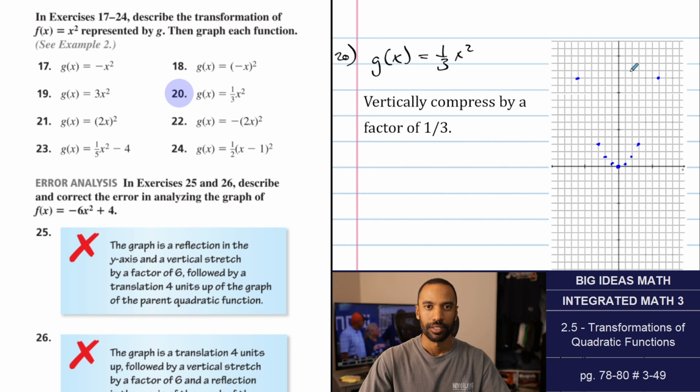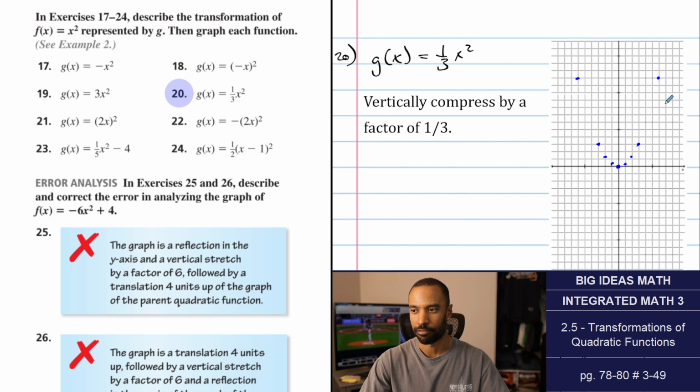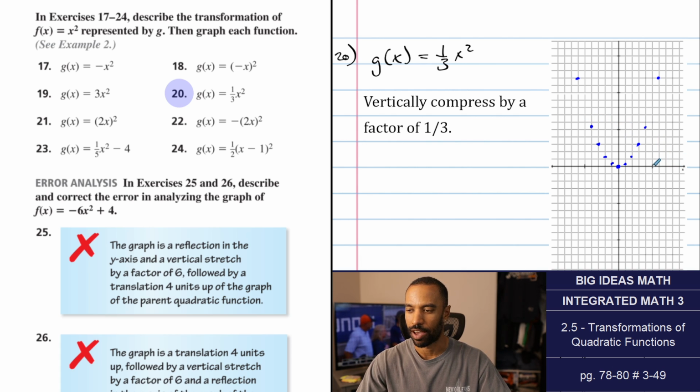9 squared, 81 divided by 3 is 27. I can't fit that on here. I'll do the other ones in between. 4 squared is 16, divided by 3 is 5 1/3. So here, 5 squared is 25, divided by 3 is 8 1/3, right here.